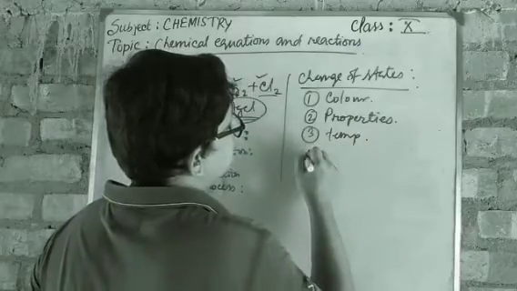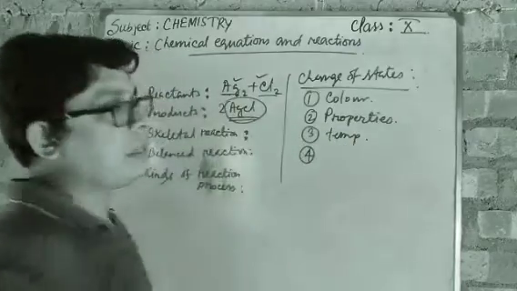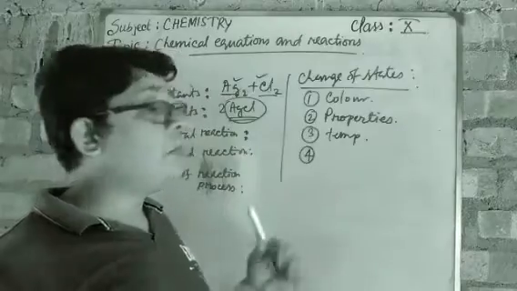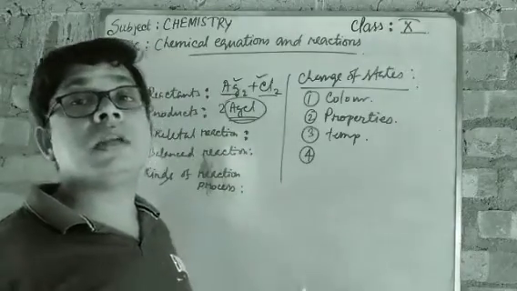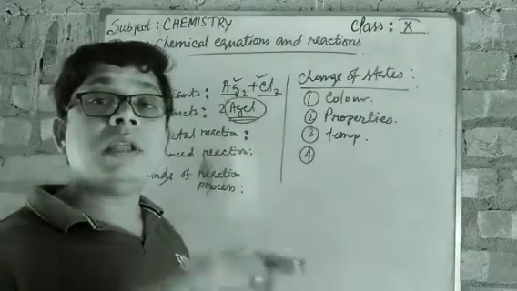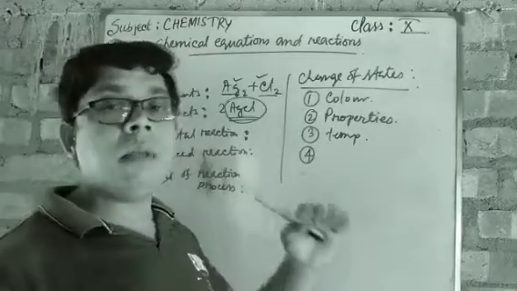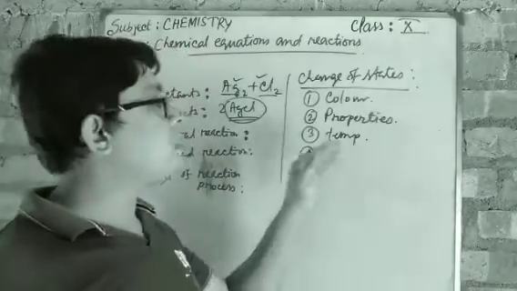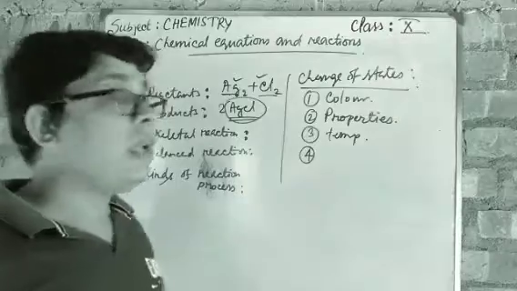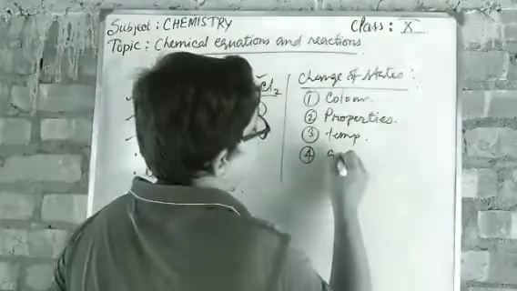Temperature: the product that is produced may bring temperature, or it may produce a very small temperature, or it may remain at room temperature. It means temperature also depends. And the fourth one is gas.